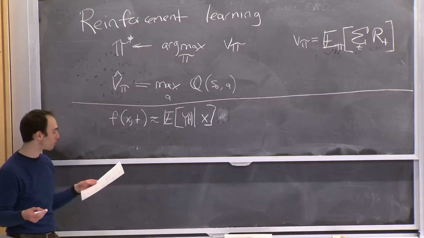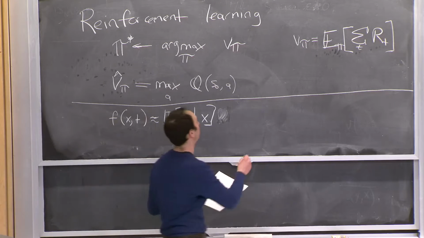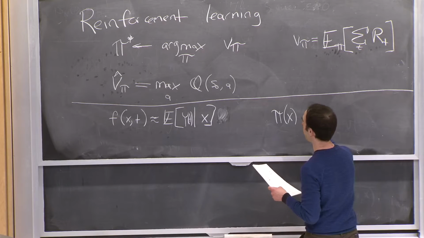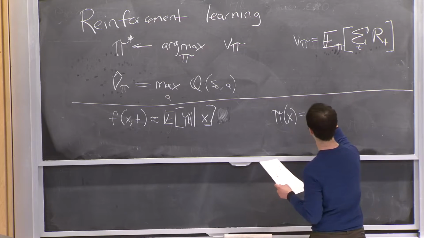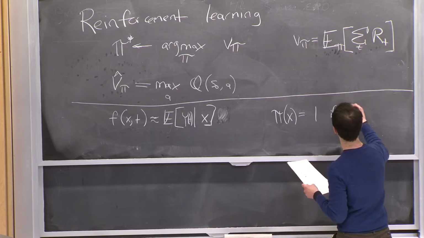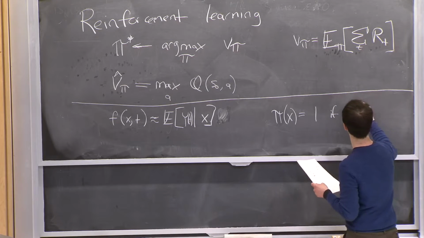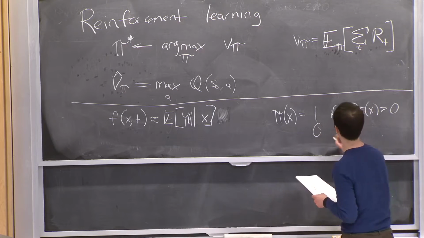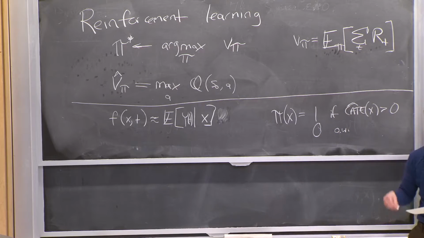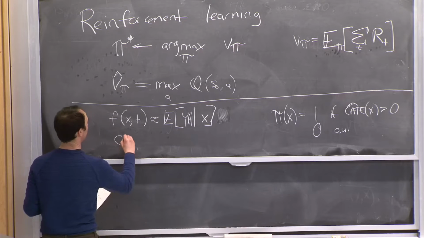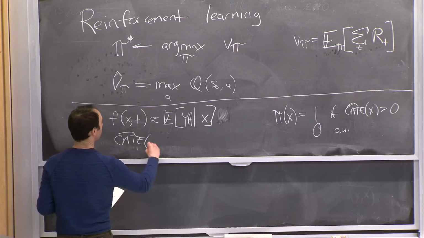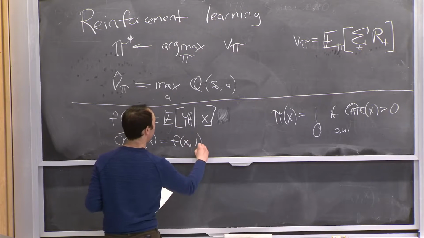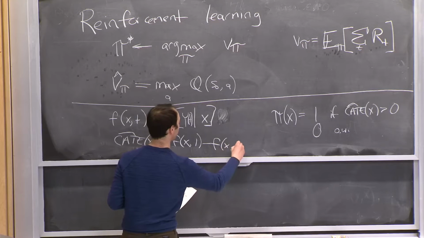For example, you could think about the policy pi of x, which is 1 if your estimate of CATE for x is positive and 0 otherwise. Just to remind you, the way that we got the estimate of CATE for an individual x was by looking at f of x comma 1 minus f of x comma 0.